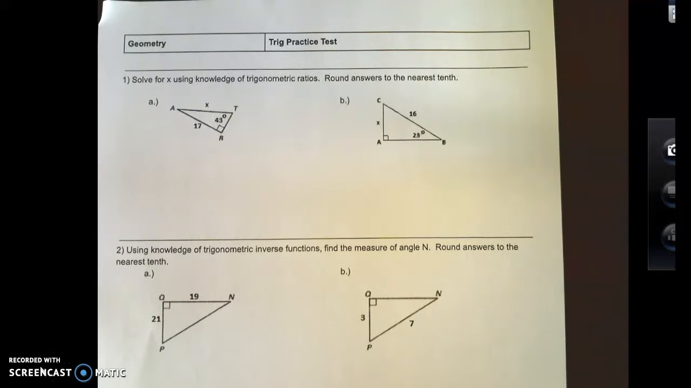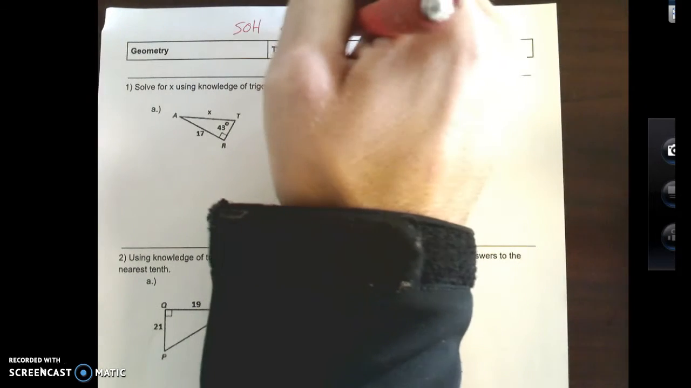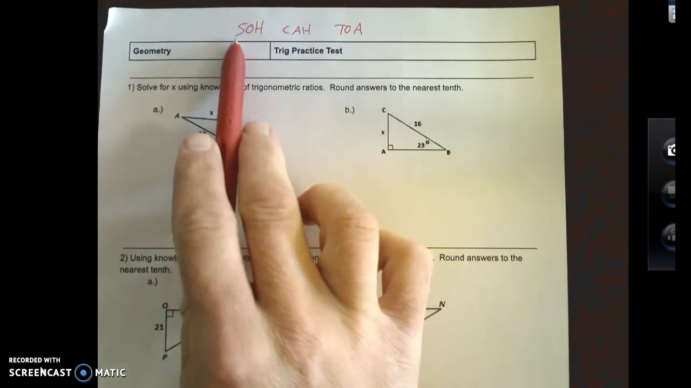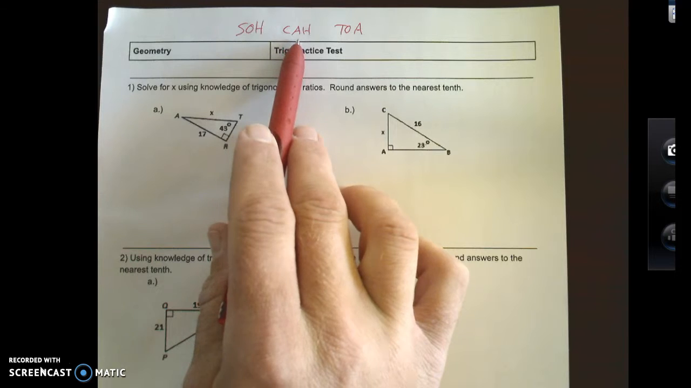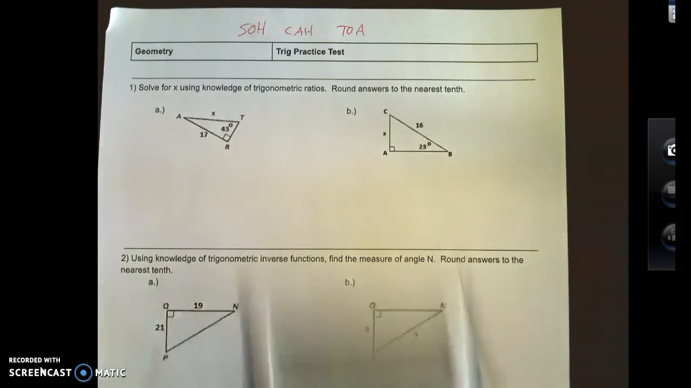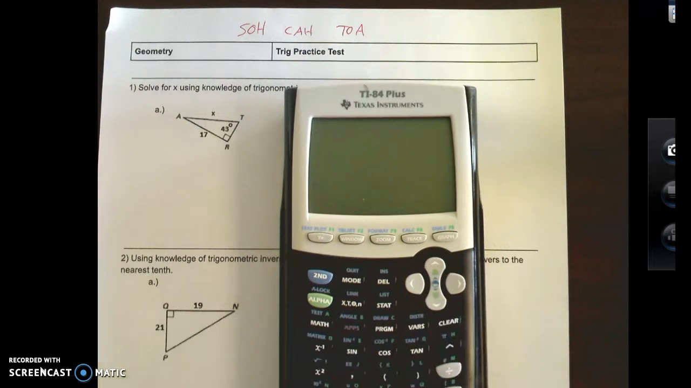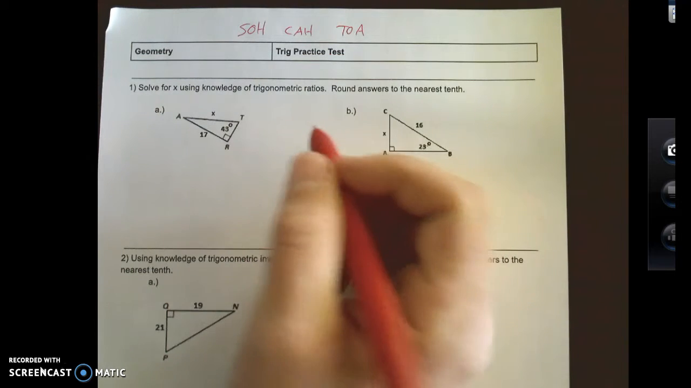So this is a little bit of practice for your upcoming Trig test, your SOHCAHTOA. At the very top of this practice test, I'm going to write down SOHCAHTOA, which represents sine is opposite over hypotenuse, cosine of an angle is adjacent over hypotenuse, and tangent of an angle is opposite over adjacent. And if you forget what the S, C, and T stand for, look on your calculator. It's right here. Sine, cosine, and tangent. Okay? So, here we go.